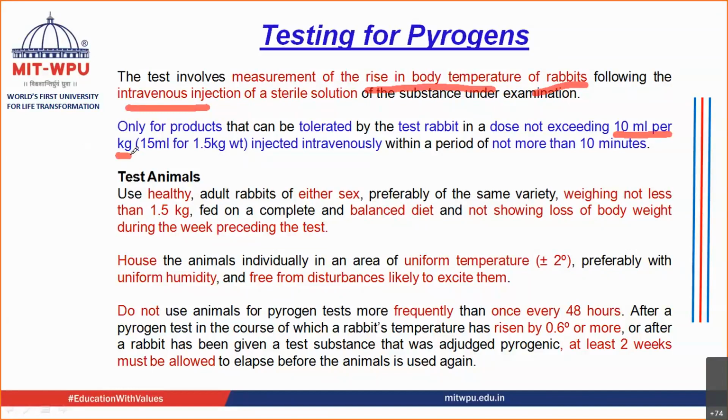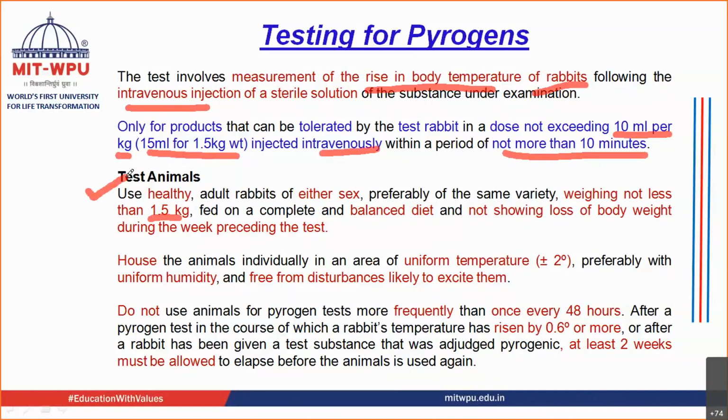So usually the weight of the rabbit that we are going to take is 1.5 kg or more. If the weight of the rabbit is 1.5 kg, then near about 15 ml of dose is what we give to the rabbit, and he should be able to tolerate that product. Then and only then the test for pyrogen is carried out for that product. Otherwise we can go for the in vitro test, right? And it is given intravenously for a period of not more than 10 minutes. For this he should be able to tolerate. Only that product is taken for the test for pyrogen.